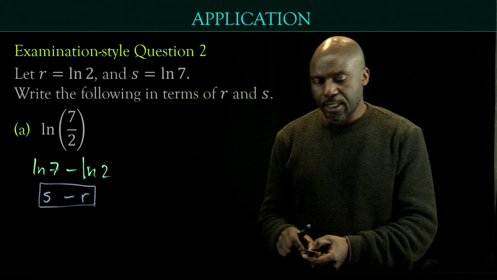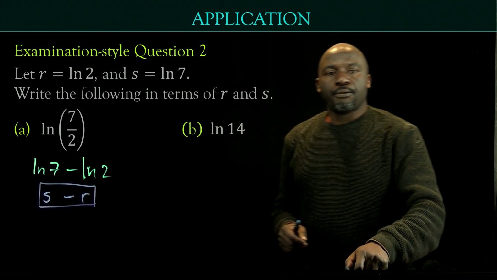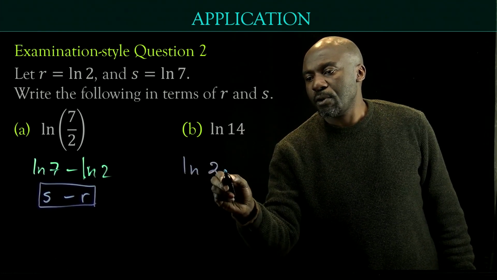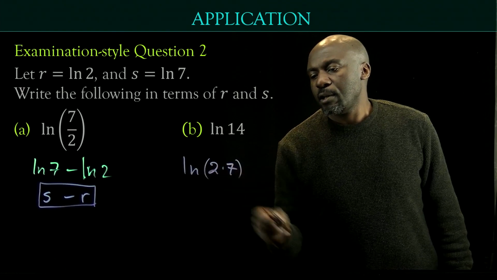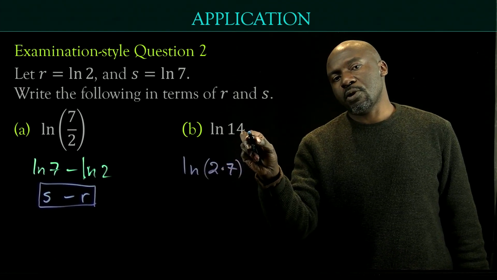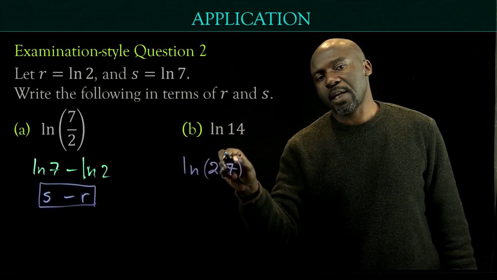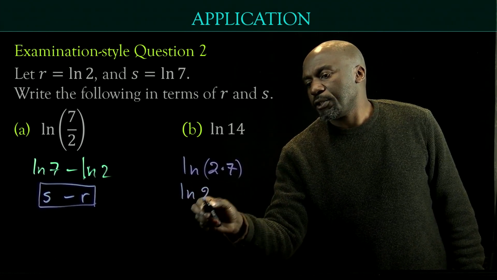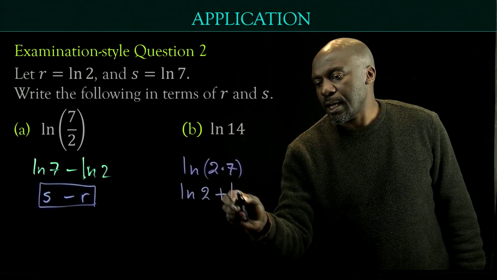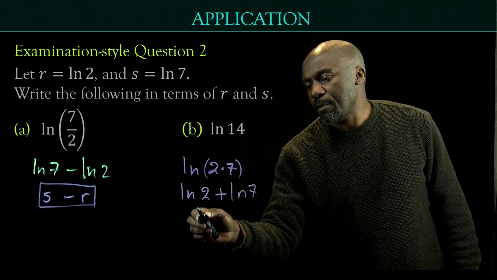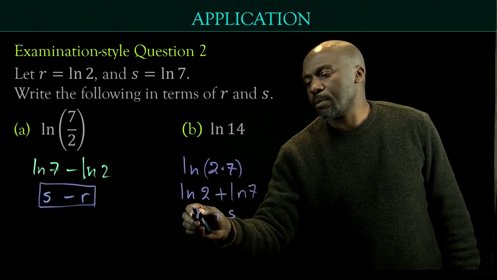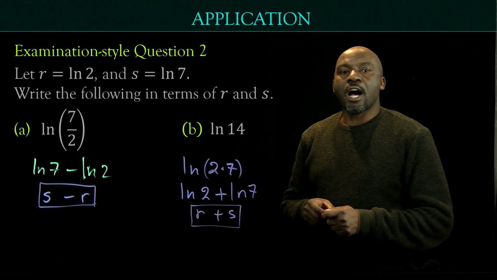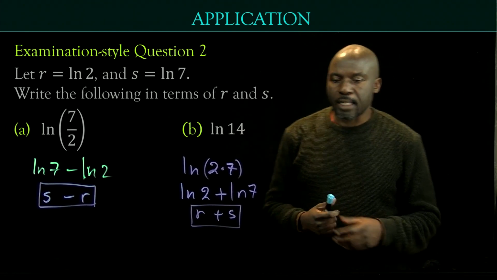Okay, the next one says ln of 14. Well, ln of 14 is the same as ln of 2 times 7. This is a product, so it's our job to know that we can get 2 and 7 from here. So ln of 14 is ln of 2 times 7, which is ln of 2, by the product law, plus ln of 7. This is the same as r plus s, or s plus r, it doesn't really matter. And that is expressing ln of 14 in terms of r and s. It is as simple as that. Let's look at the next one.